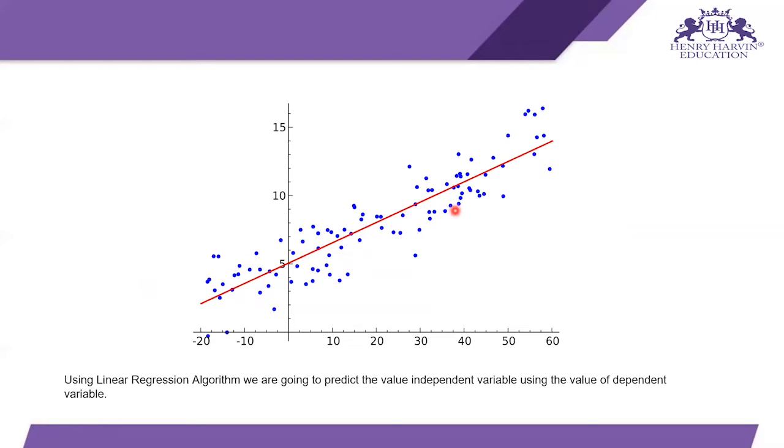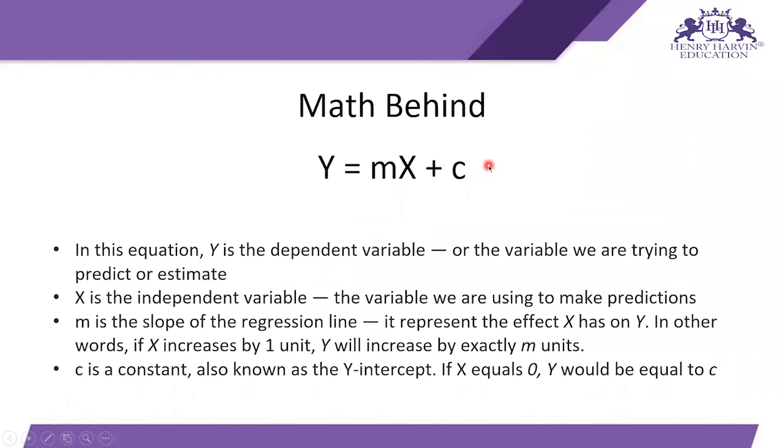From this line we have to predict the value of the dependent variable based on the input, which is our independent variable. Using the linear regression algorithm, we are going to predict the value of the dependent variable using the value of the independent variable. So here our dependent variable is the y-axis and our independent variable is the x-axis. Next comes the math behind this.